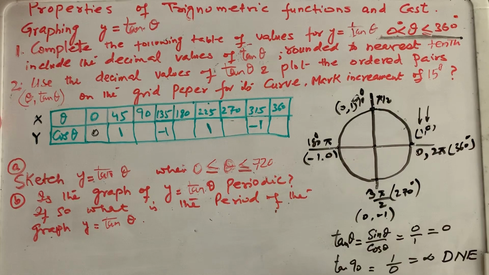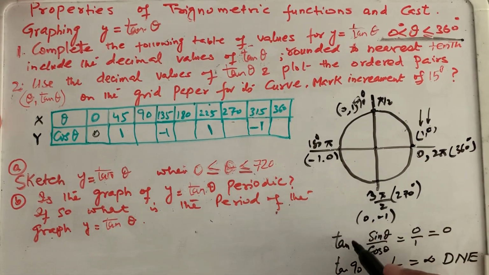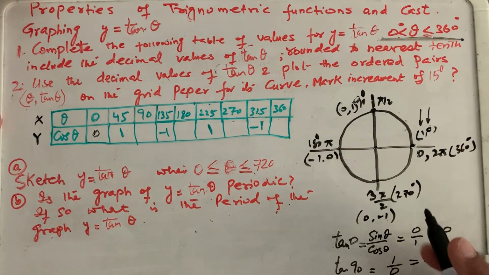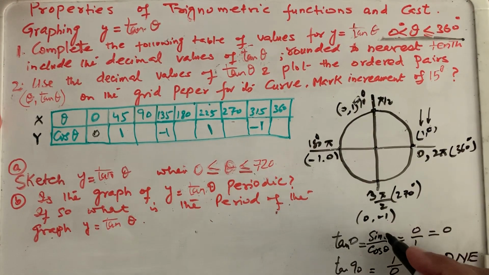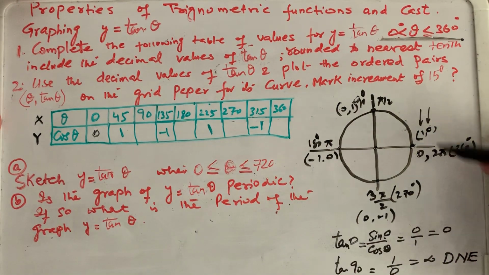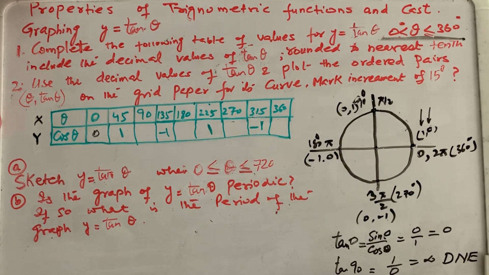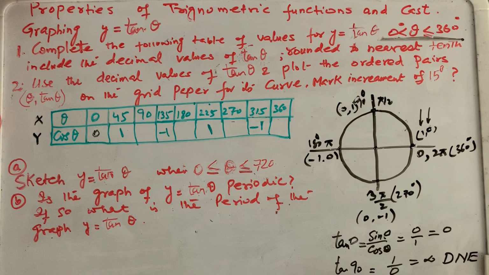So if we go to 180, and these are my key values, right? Tangent 0 is equal to sine 0 divided by cos 0. So we are dividing the values. 0 over 1 is 0. 1 over 0 is DNE, does not exist. And tangent 180, so we divide the sine value by the cos value, which is equal to 0.